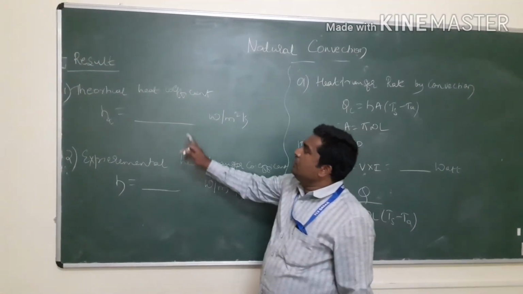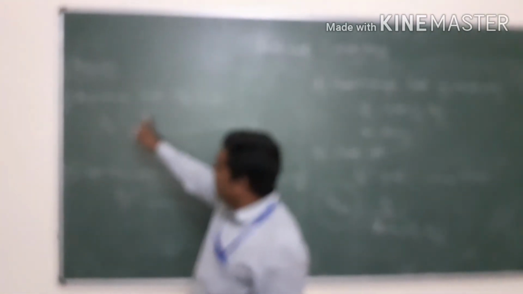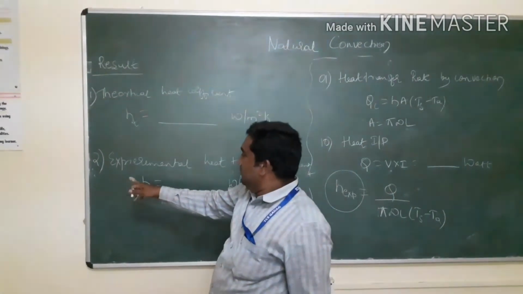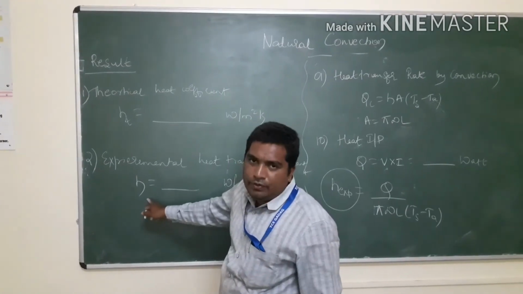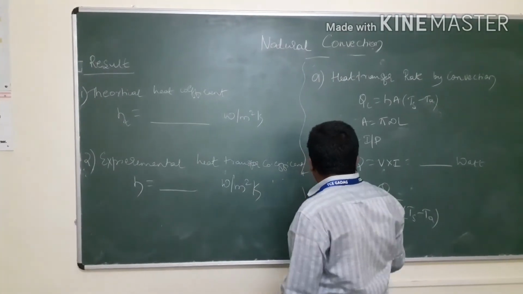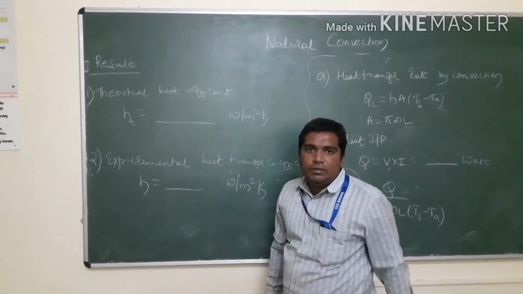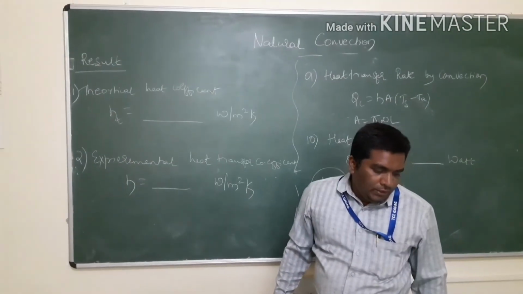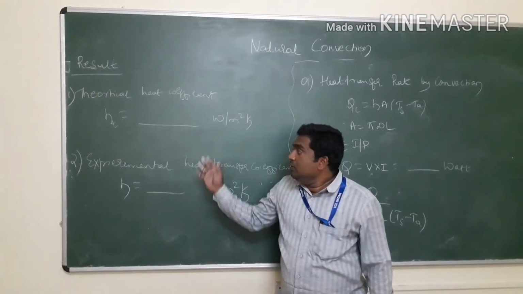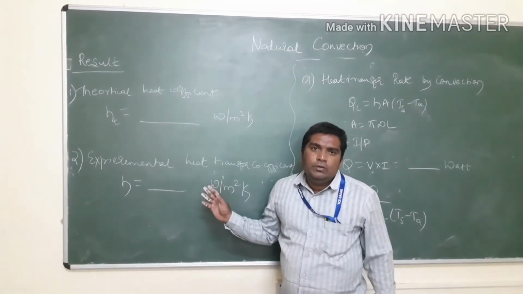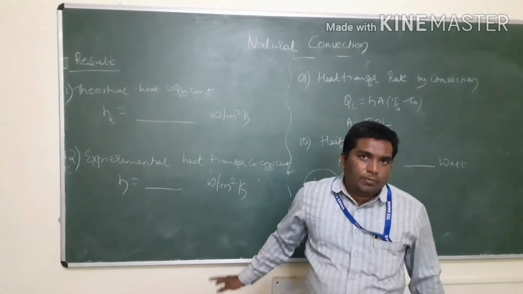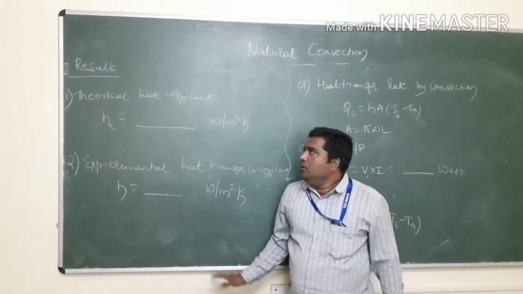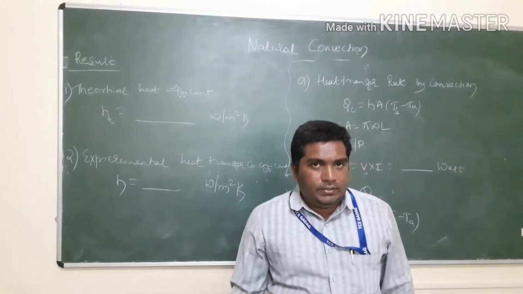So the last is your result table. Here you can see the results: the theoretical heat transfer coefficient, that is the value of h theoretical, and next is the experimental heat transfer coefficient, that is the value of h, which is determined in serial number 10 as well as serial number 8. So this is the experiment on natural convection. Here we can see the variations. We have to just compare the variation between the experimental and theoretical value. A variation of around 25 to 30% is appreciable. More than that, it has to be rectified. So this completes your natural convection experiment.